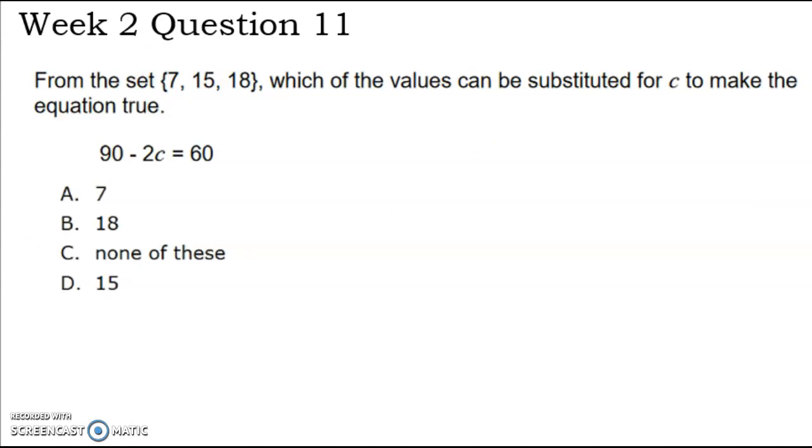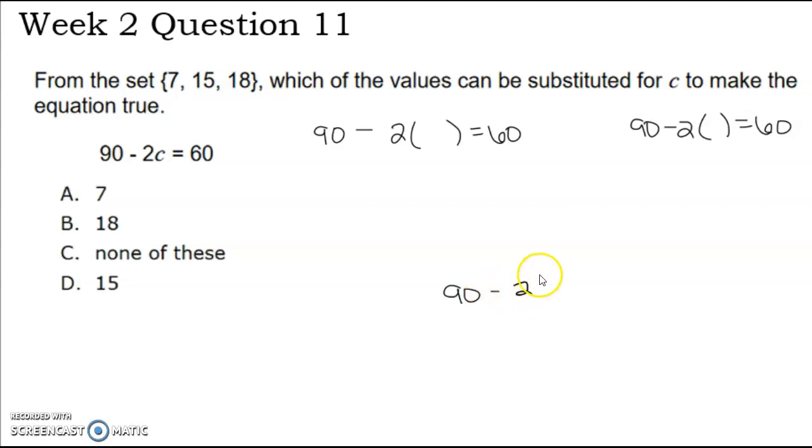All right. This is the same problem, the same situation. We're just plugging in new numbers to see which one makes it true. So what I'm going to do is set up my equation replacing my variable each time. So 90 minus 2 times whatever that is. And then we have 90 minus 2 times whatever that is equals 60. Okay, so we're going to do the same thing. I'm going to try the number 7.